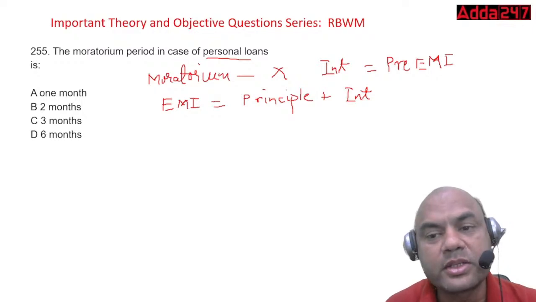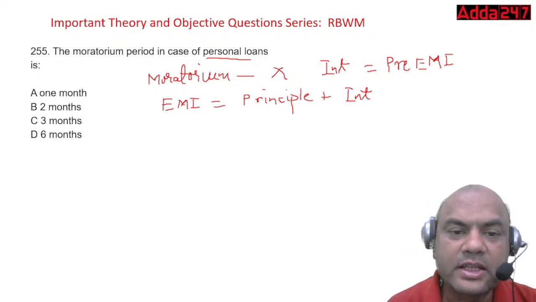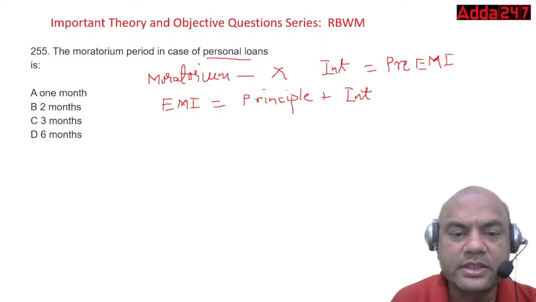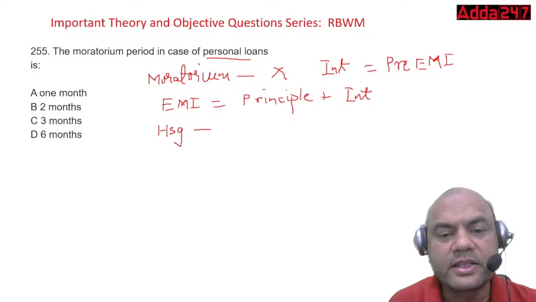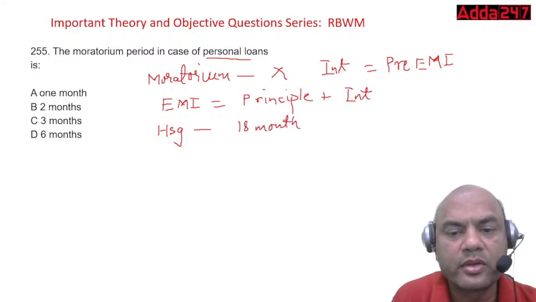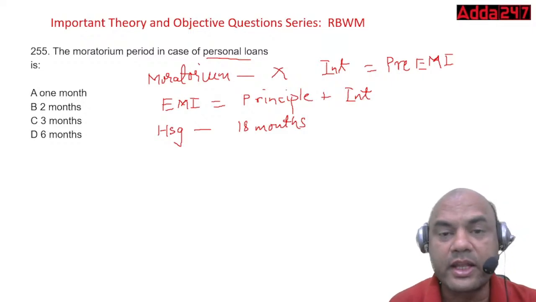Okay, some banks call this pre-EMI. Generally, this moratorium period in case of housing loans is generally 18 months, right? 18 months for housing. Is it also there for any other loan?